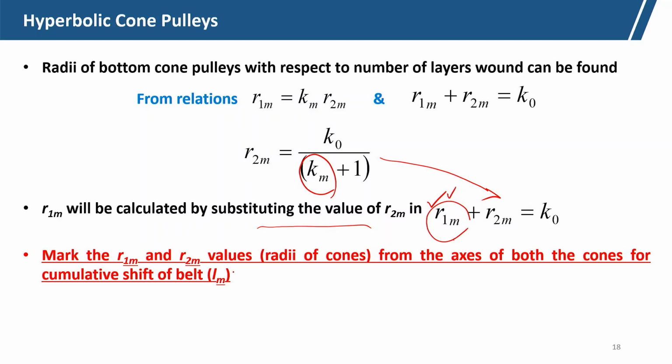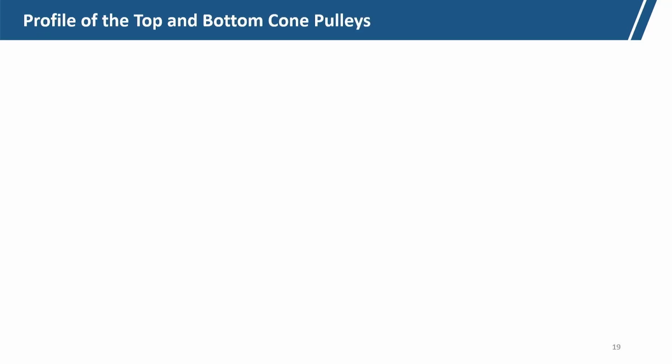So, the radii of the cones from the axis of both cones, for the cumulative belt shift Lm. What we do is calculate R1m and R2m, and for a particular Lm we mark these R1m and R2m from the axis of both cones for the cumulative shift of the belt. So, we can calculate the shift.